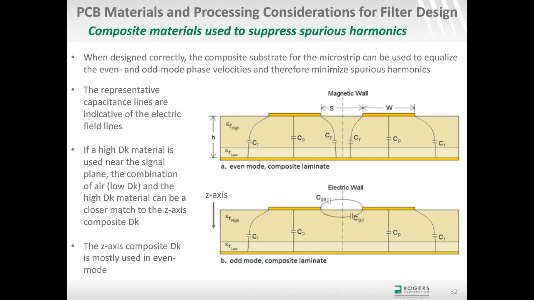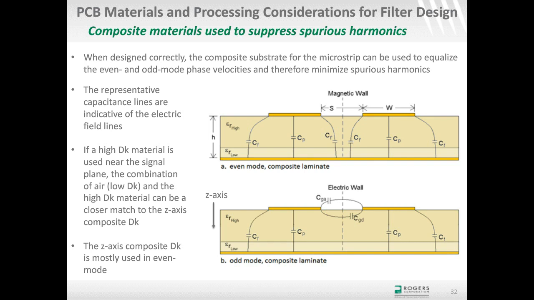And you can see the electric fields. Actually, what I have drawn here is more capacitive lines, but still representative of electric fields. In the even mode, you can see that the electric fields are mostly using the z-axis or thickness axis dielectric constant. In this case, it's going to be a composite dielectric constant made up of the high and low dielectric constants of the materials. And in odd mode, you have that same situation, but you also have coupling between the 2 conductors. And that coupling is going to have some influence by the high dielectric constant material and some influence by the low dielectric constant of air.